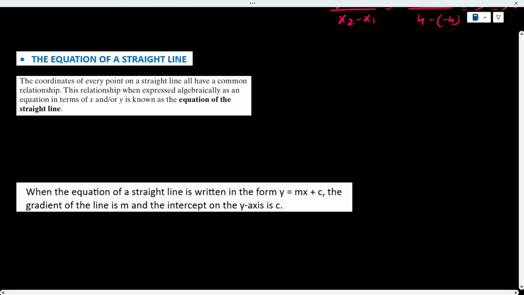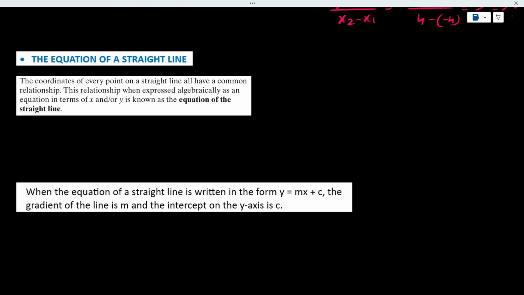So after finding the gradient, we can find the equation of a straight line. Now what is the equation of a straight line? The coordinates of every point on a straight line all have a common relationship. This relationship, when expressed algebraically as an equation in x and y, is known as the equation of the line. So if I write y equals 2x, or x plus y equals 5, or x plus y minus 6 equals 0, everywhere you can see that you are relating x and y. So every such equation represents the equation of a straight line.